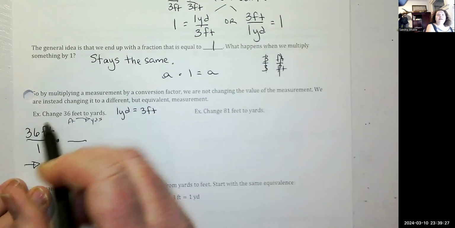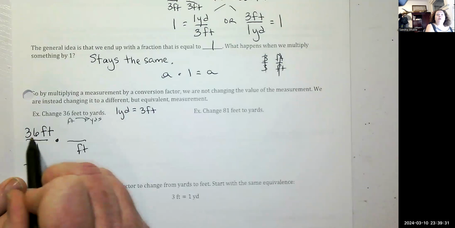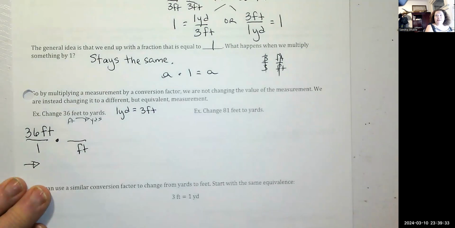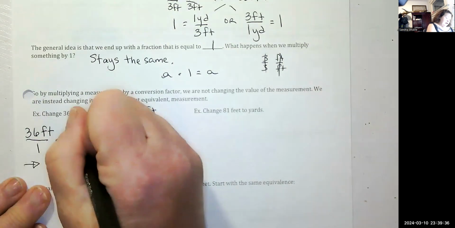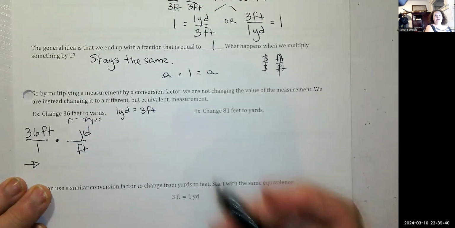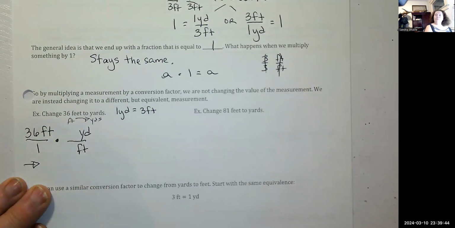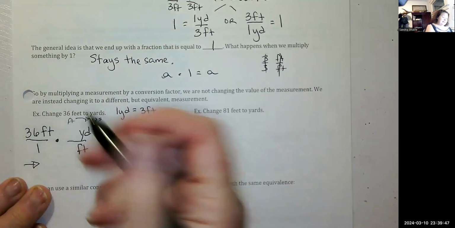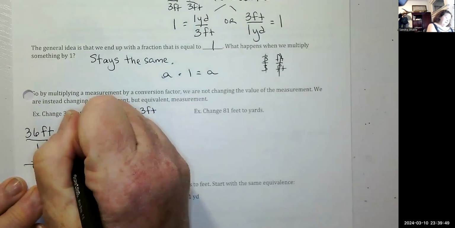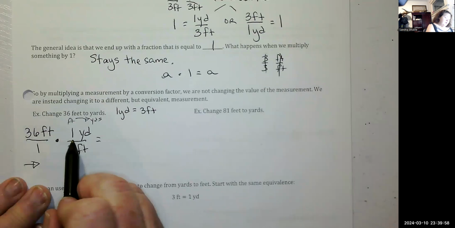So if feet is in the numerator, I need feet in my denominator. So when I multiply, they reduce each other. And I'm going to want to have yards in my numerator for my answer. Once I put my units in there, then I plug my numbers in. I do not put my numbers in until I already have my units set up. 3 feet is 1 yard. Multiplying straight across, you will never cross multiply in this class. Always multiply straight across. 36 times 1 is 36.